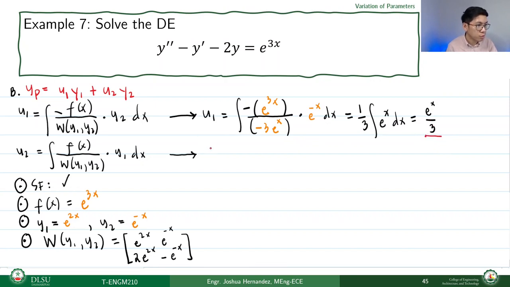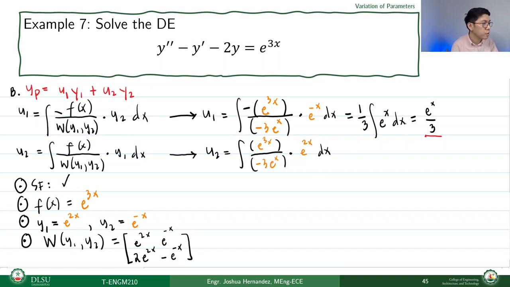Now for u sub 2, we have the integral of our f of x, which is e to the 3x again, all over our Wronskian, negative 3 e to the x. It is almost the same; the only difference is y sub 2 and y sub 1. So multiplied by, in this case, y sub 1, which is e raised to 2x, and of course dx.